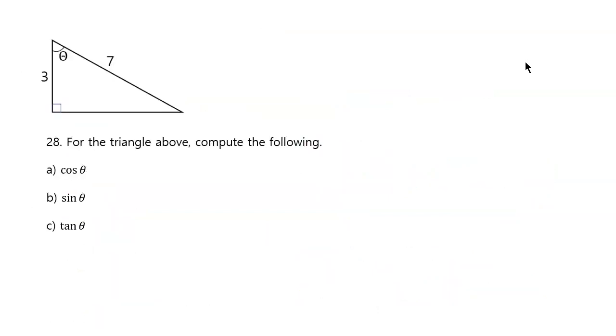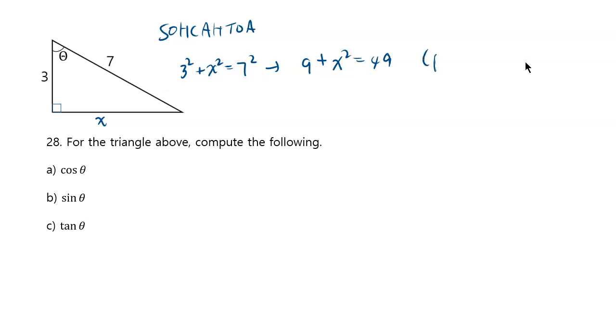And that was simple. Alright, last question is very simple. It's about Sohcahtoa. Since there's this missing part, you should really put that as x and figure out what x is. 3 squared plus x squared equals 7 squared. Gives you 9 plus x squared equals 49. Remember the Pythagorean theorem? And that says x squared is 40. That means x is equal to square root of 40.